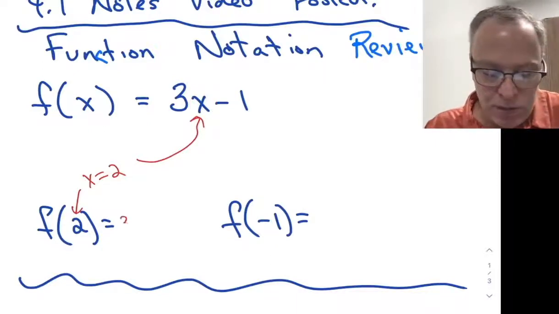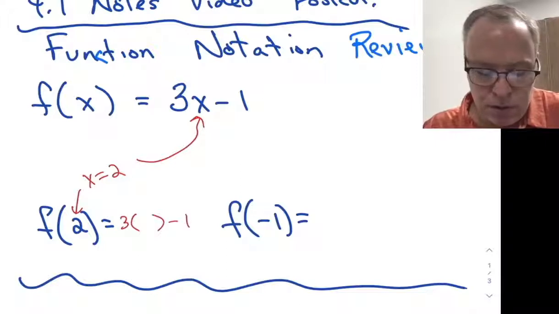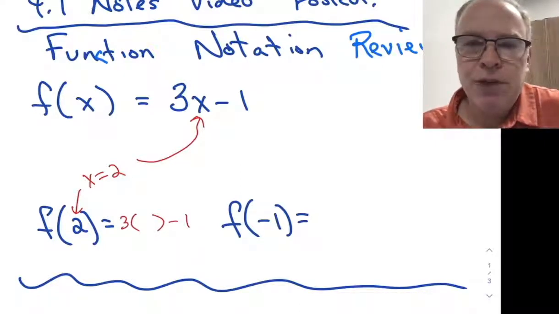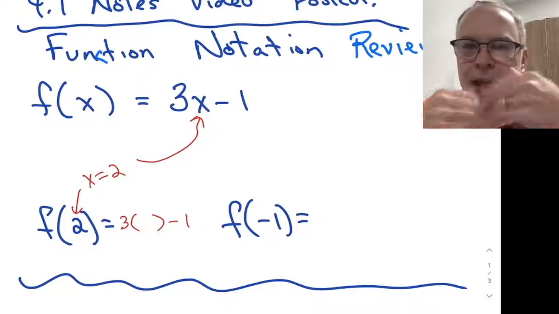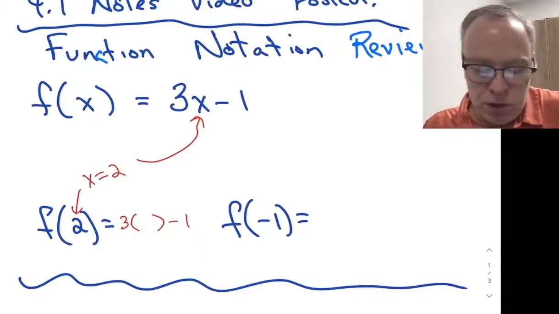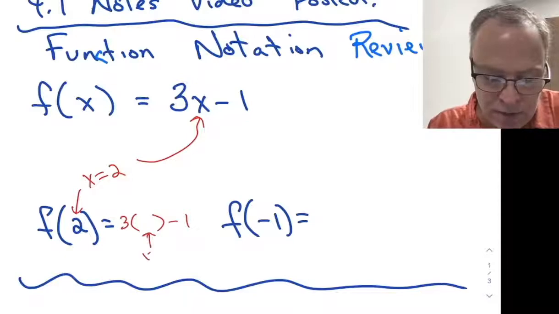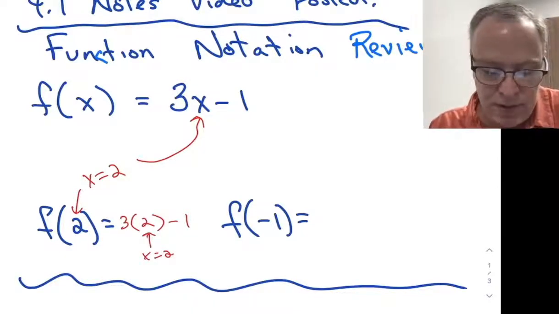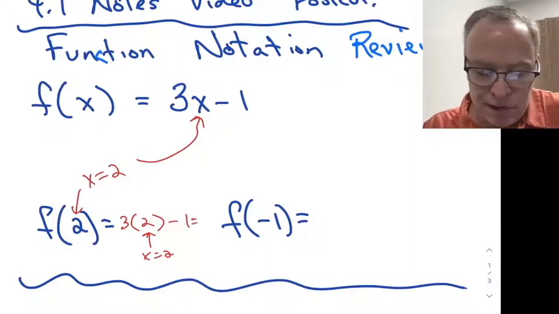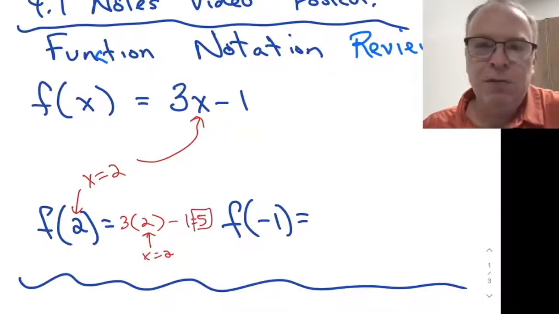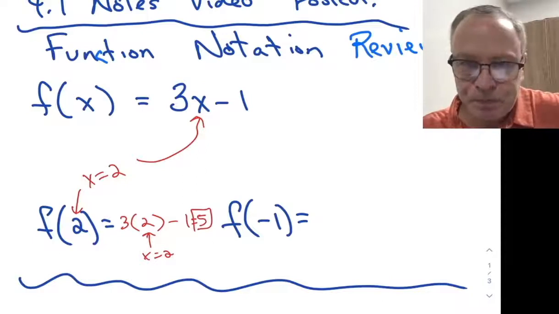So that would be 3 times, okay, so that's what my machine, I like to think of functions as machines where you shove numbers in and numbers just pop out. So we're going to shove a number in here. We're going to shove x equals 2 into this, and that would be 3 times 2 is 6. 6 minus 1 is 5. So hopefully this is sounding familiar and easy.